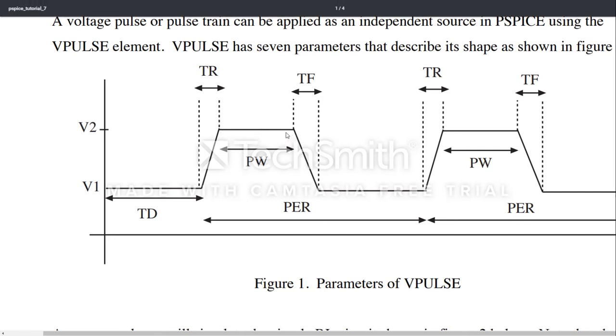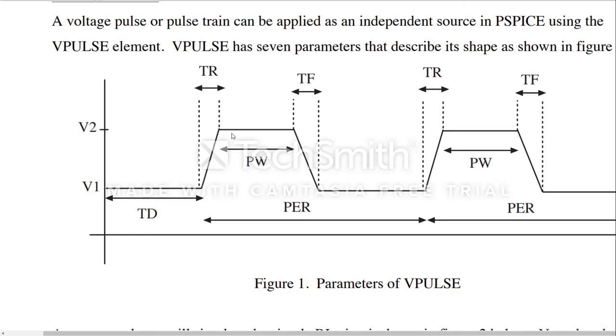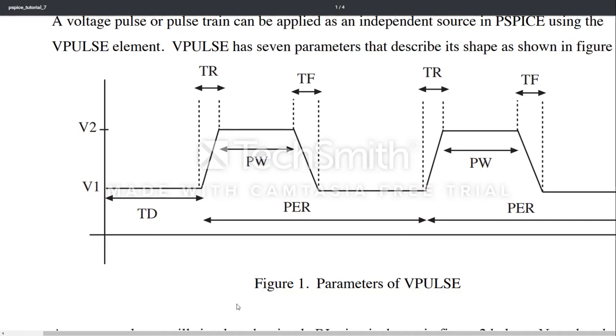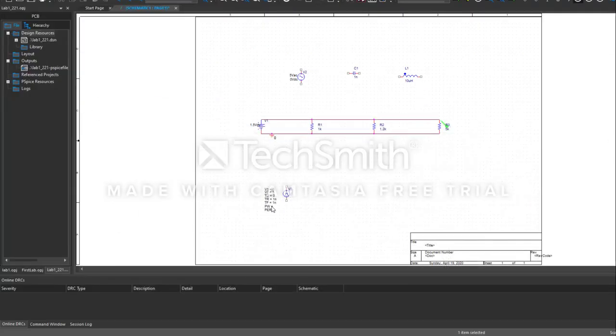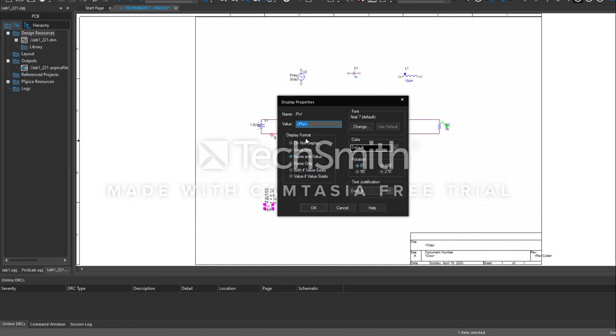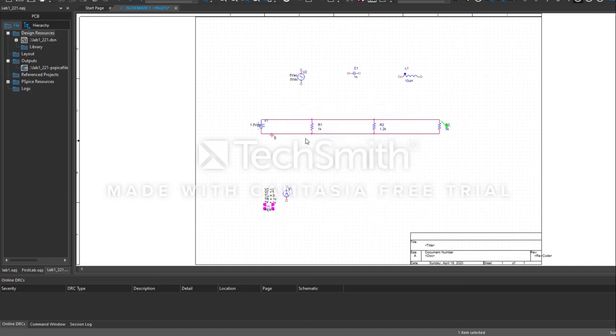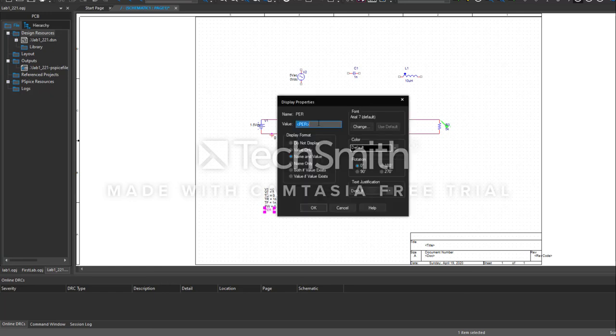PW is the duration of the peak. So remember, our period was 0.2 milliseconds. So this should be 0.1 millisecond, and PER, the period, should be 0.2 milliseconds. So PW is 0.1 M, and the period PER is 0.2 M.